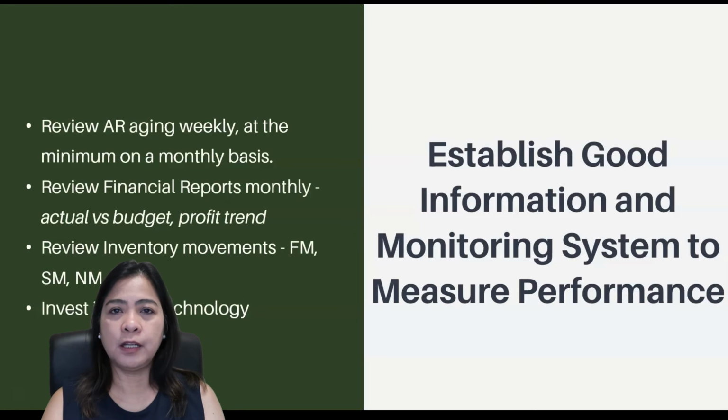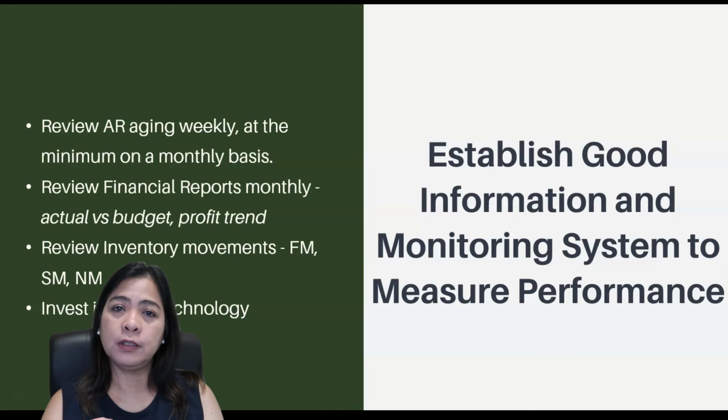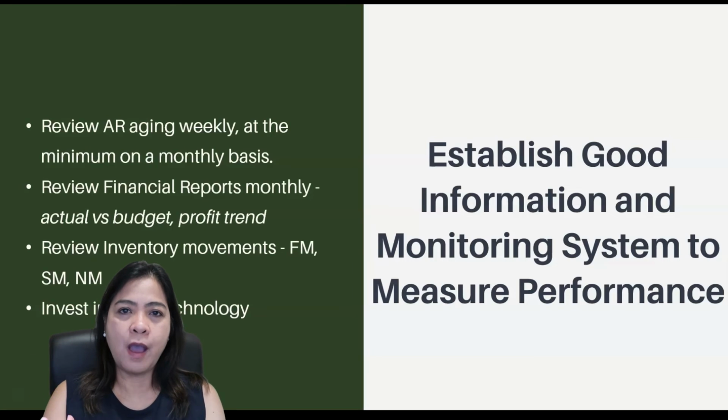So again, I can't emphasize this enough. Review AR aging weekly, at the minimum on a monthly basis. Review your financial reports monthly. If you're not getting that monthly from your bookkeeper or accountant, then ask for it. Once you have that, you have to review and really look at it on a monthly basis. The thing is, business owners are really not comfortable with financial reports.